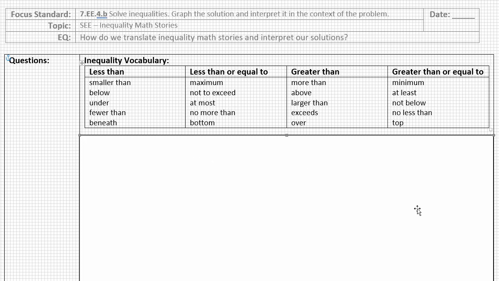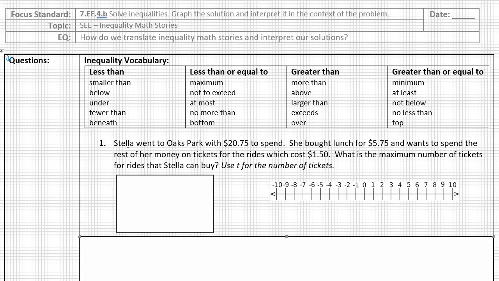Once you have these copied down, let's move on to our first problem. So here's our first math story, and I definitely want you to copy it down because I want you to pay attention to the key words that are in the story problem that help us write the equation. So Stella went to Oaks Park with $20.75 to spend. She bought lunch for $5.75 and wants to spend the rest of her money on tickets for the rides, which cost $1.50. What is the maximum number of tickets for rides that Stella can buy? Use T for the number of tickets.